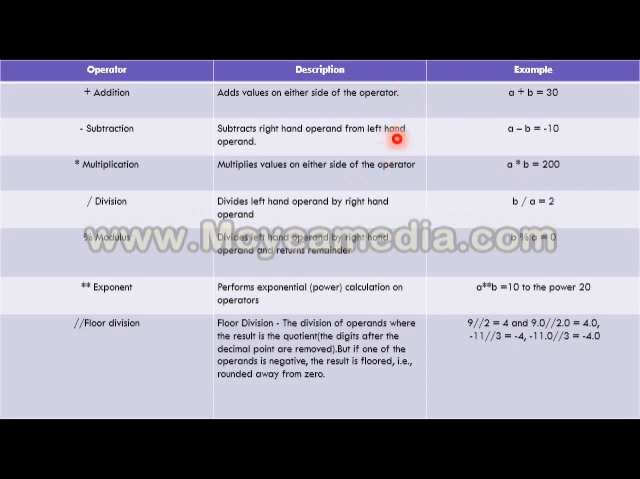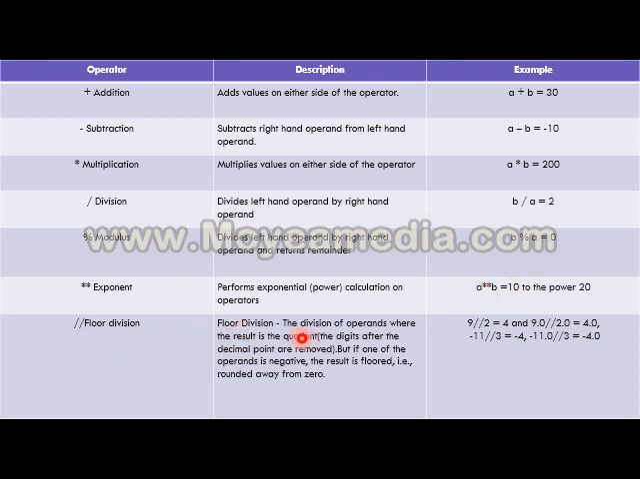All of addition, subtraction, multiplication and division perform the basic operations as in mathematics. The division operator divides the left hand operand by the right hand operand, that is 20 by 10 is equal to 2. The modulus operator gives the remainder, that is, it divides the left hand operand by the right hand operand and returns the remainder. That is 20 by 10, there is no remainder left, so the value we get is 0. The exponent operator performs exponential calculation, that is A to the exponent B, which is 10 to the power 20.